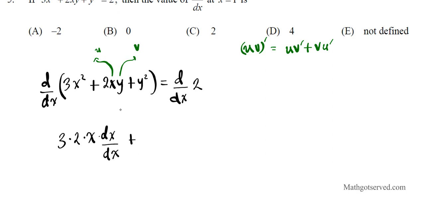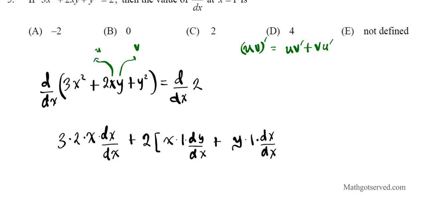So first of all, factor out the 2. Let's put that 2 on the outside. And then we have u is x, v prime, the derivative of y using the power rule is just 1 times dy/dx, applying the chain rule, plus v is y. Derivative of x is 1, applying the chain rule, dx/dx. And then we close that up.